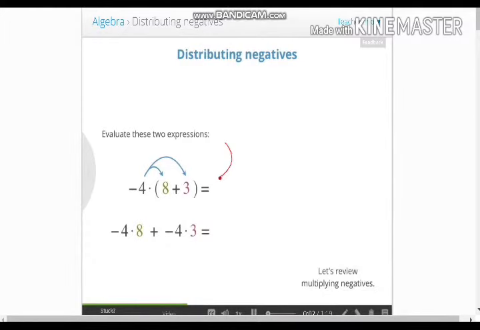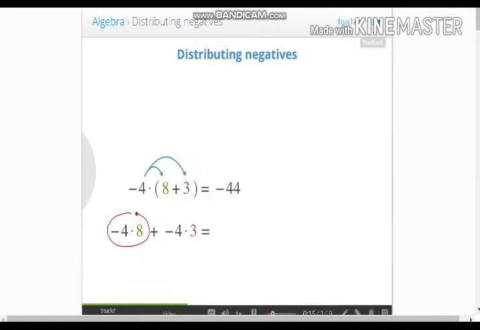Nicely done! In this top expression, you should first evaluate what's inside the parentheses, which is 8 plus 3, or 11. Negative 4 times 11 equals negative 44. And in the bottom expression, negative 4 times 8 is negative 32, and negative 4 times 3 is negative 12. Adding negative 32 and negative 12 again gives you negative 44. So great, you just confirmed that the distributive law still works even when you're distributing a negative number.